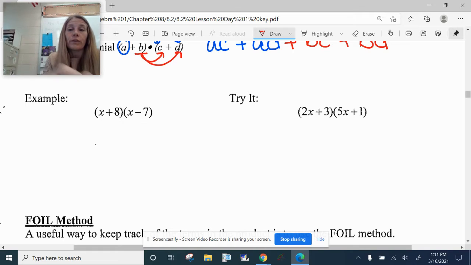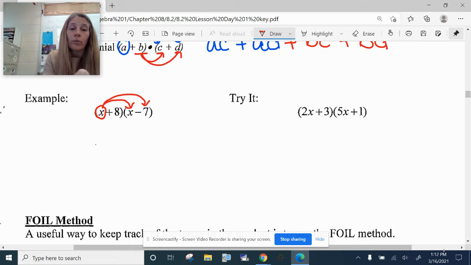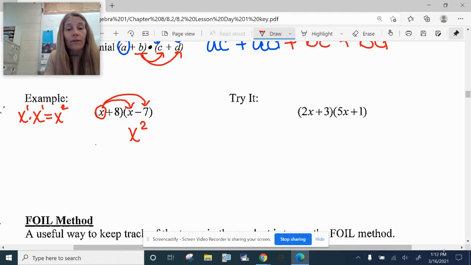So let's take a look at the first example. So my first thing that I'm going to distribute here is the x. So I'm going to distribute the x to the x and the minus 7 in the second parenthesis. Now, as a reminder from the last chapter, all those exponent rules. When you multiply an x to another x, you have to add those exponents, and you're actually going to get x squared. So x times x will give you x squared. And then when you multiply a variable to a number, so x times -7, that's just -7x.